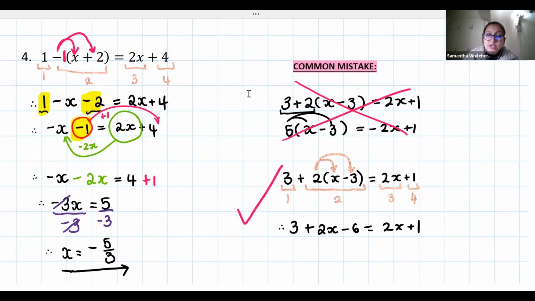Right, any other questions on this one? You can raise your hand, you can ask me, otherwise we're going to have a look at another example.